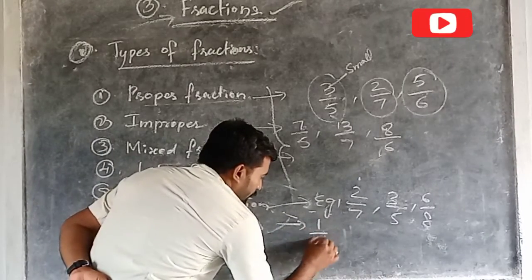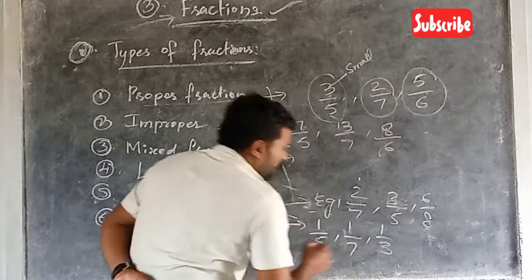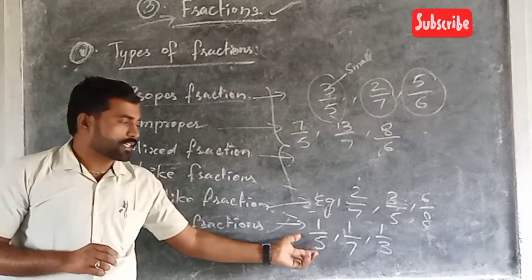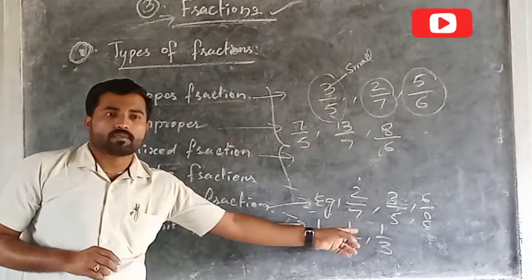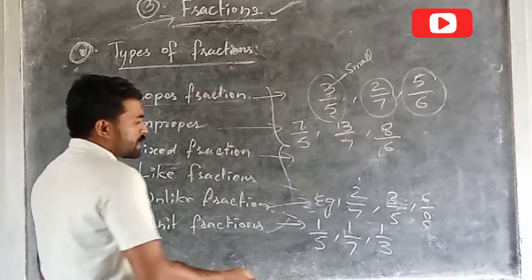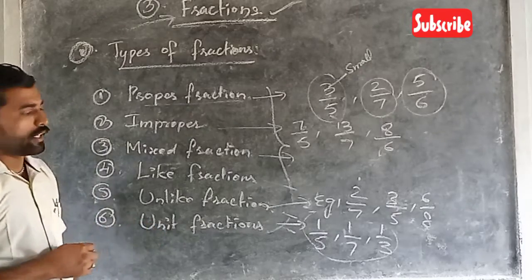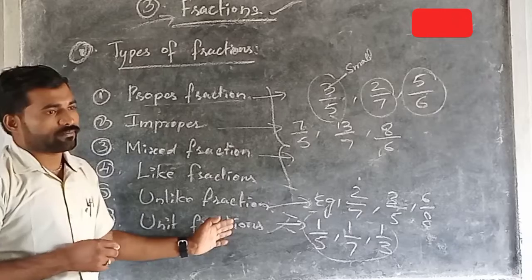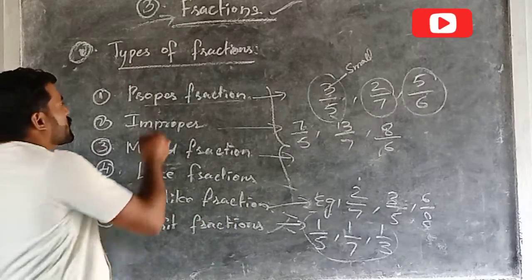Look here. Suppose 1 by 5, 1 by 7, 1 by 3. If you look at these fractions, the numerator is always 1. That is why these fractions are called unit fractions. All of you, did you understand? Yes, sir. Once more, I am explaining to you.